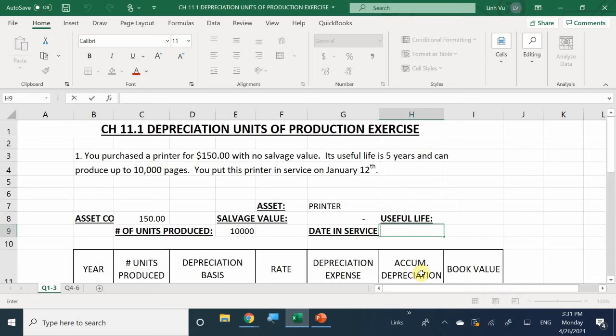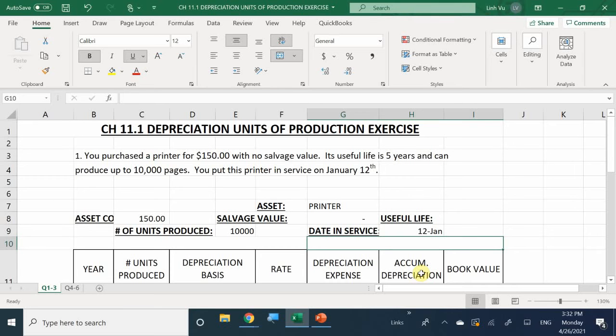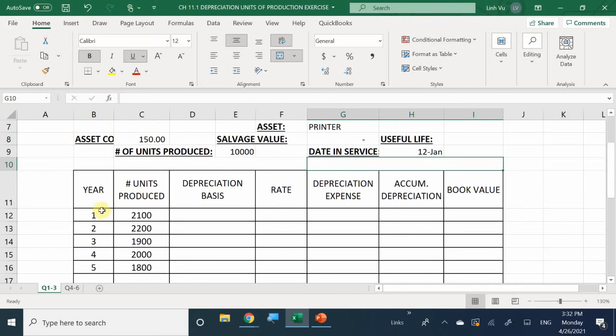So what's the date I actually placed it into service? January 12th. So therefore, what month should I depreciate this? January. January 12th is the date, so you are going to depreciate it for the month of January. Here's the assumption: I'm going to depreciate it every year. So if I'm depreciating from January all the way to December, it's going to be 1 full year.